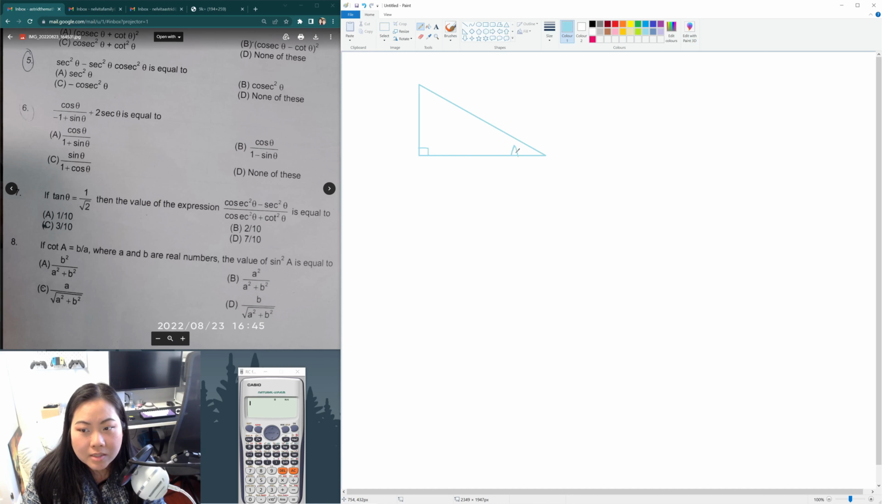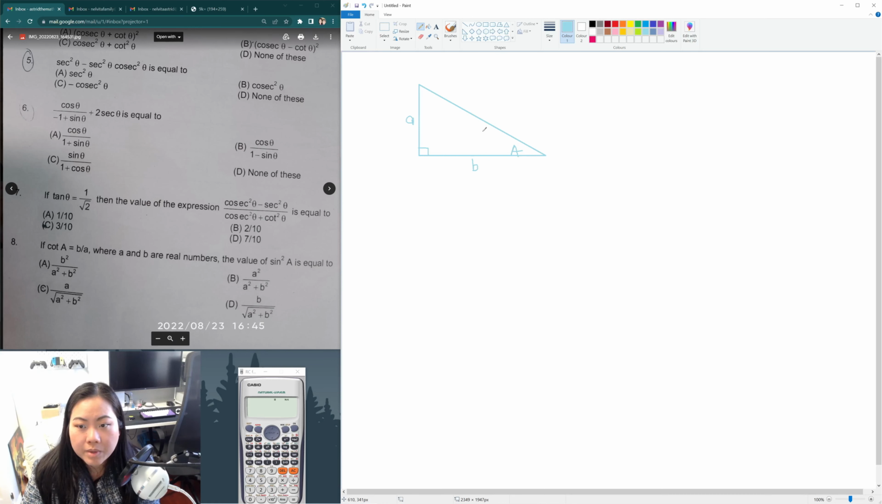So let's just say this is angle A. Cot means it is the inverse of tan, so that would be adjacent over opposite. So the adjacent would be B, and the opposite would be A. That's an A, not a 9. Let's just fix that up. The value of sine squared A is equal to what?